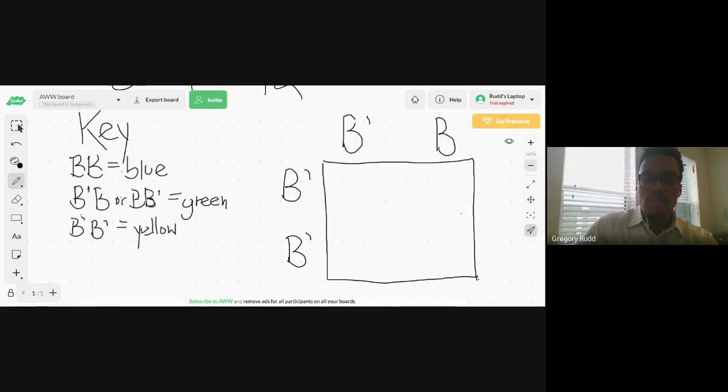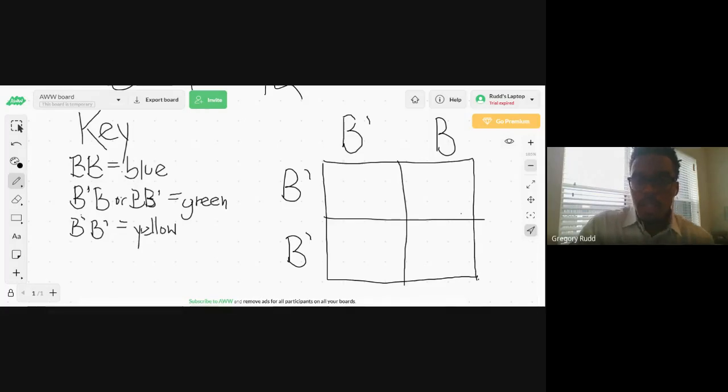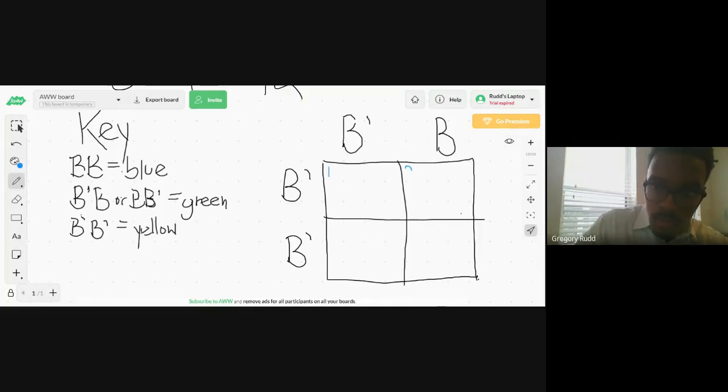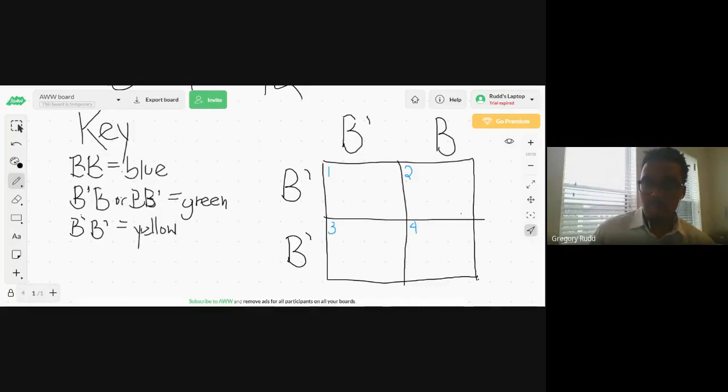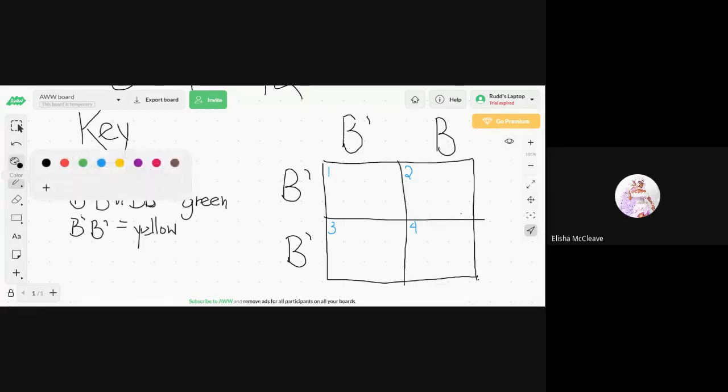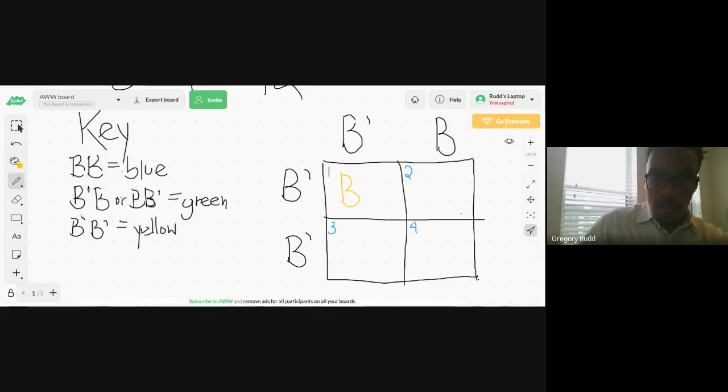So now I've got my two parents, I've got their four total alleles. Now I just need to do my cross. So what should go in this top left box here? Let me number my boxes. One, two, three, four. What should go in box number one? Hello? What goes in box number one? B prime, B prime. Thank you. B prime, B prime, which of course is yellow.